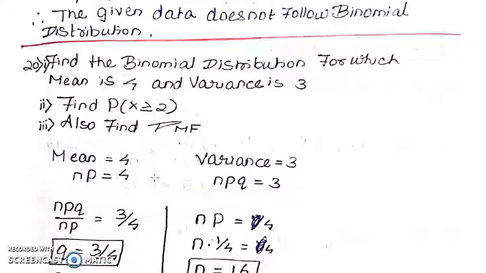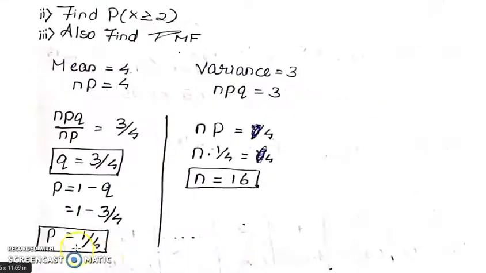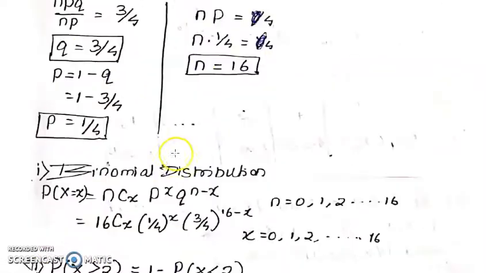Find the binomial distribution for which mean is 4 and variance is 3. Also find P of X greater than or equal to 2, and find the probability mass function. So here mean equal to 4, that is n into p is 4. Variance equal to 3, n into p into q is 3. Now dividing these expressions, we get q equal to 3 by 4. So we can easily find p equal to 1 by 4. Using np equal to 4, we can easily find n equal to 16.